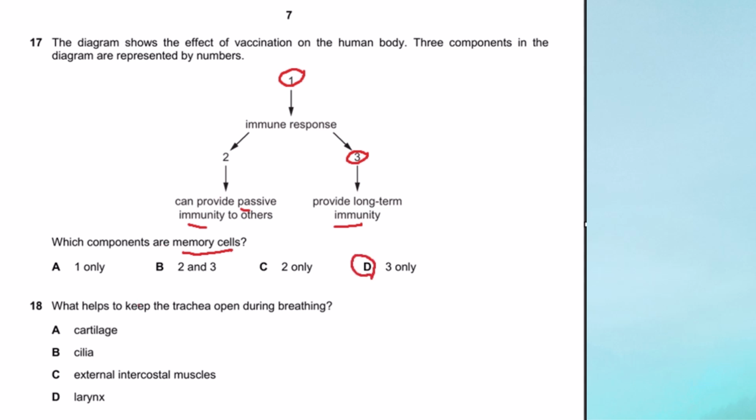Next one, what helps to keep the trachea open during breathing? There are cilia there, and there is the larynx. But what keeps the trachea open is that it's made of cartilage, so it doesn't collapse. Our answer is A.